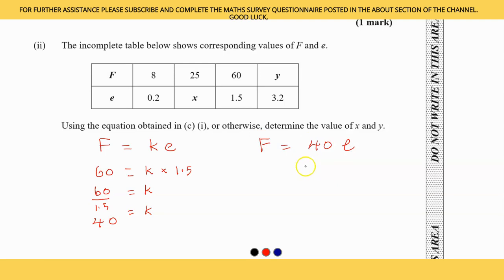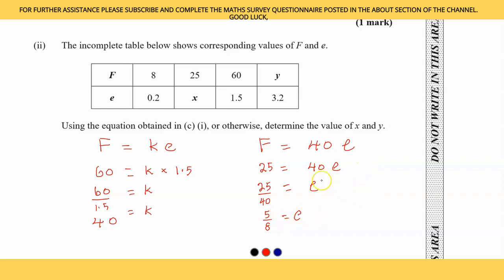Okay? So let's work out this value x here. We want to find E. So we are given F as 25. So that will be 25 equals 40E. So we divide both sides by 40. So we have 25 over 40. And we can simplify this. 5 can go into 25, 5 times, and 5 into 40 goes 8. So E is equal to 5 over 8.